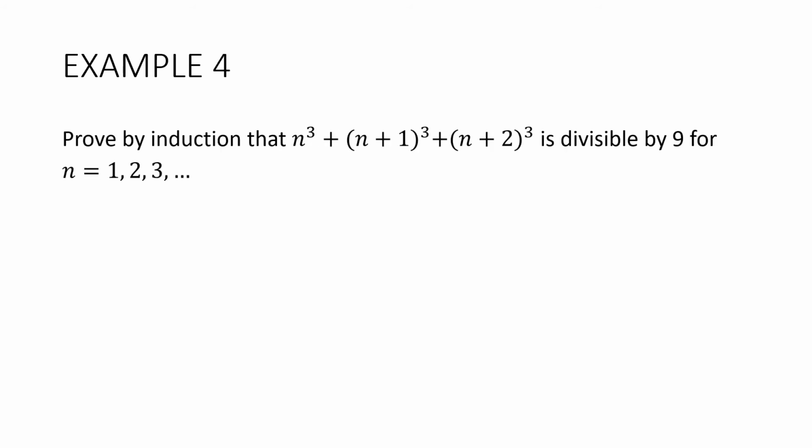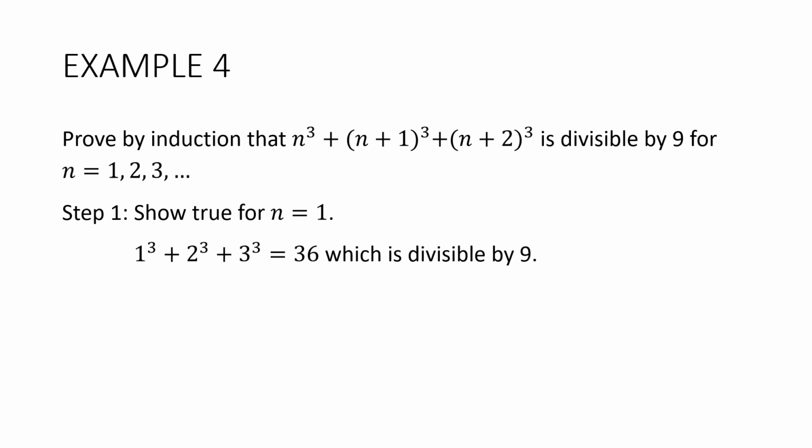All right, last example. Prove by induction that n cubed plus n plus 1 all cubed plus n plus 2 all cubed is divisible by 9 for n equals 1, 2, 3, etc. Okay, same process. Step 1, show that it's true for n equals 1. So we're just going to substitute the 1 in here where the n's are, and hopefully we'll get a multiple of 9. 1 cubed plus 2 cubed plus 3 cubed is 36, which is divisible by 9. Therefore, it's true for n equals 1.